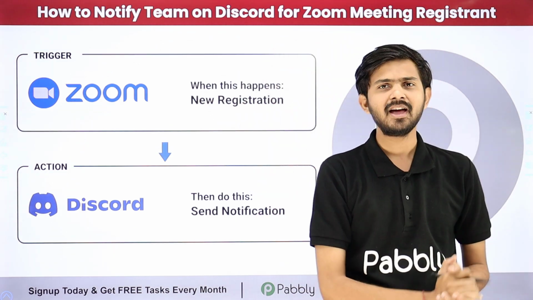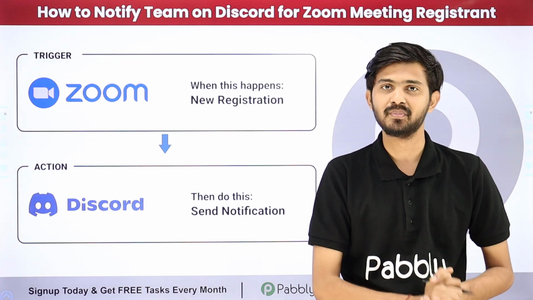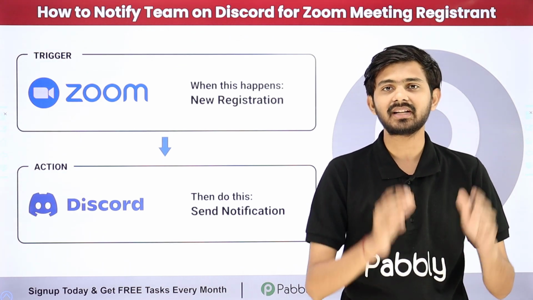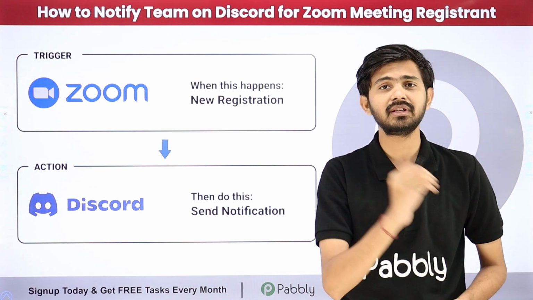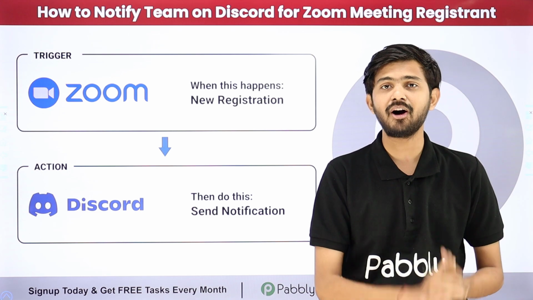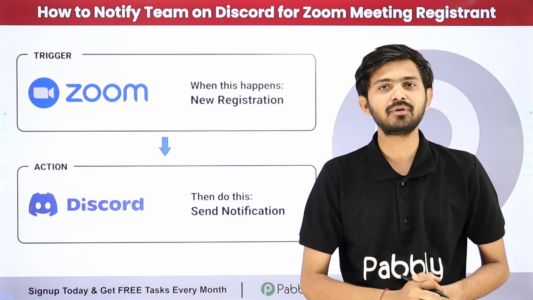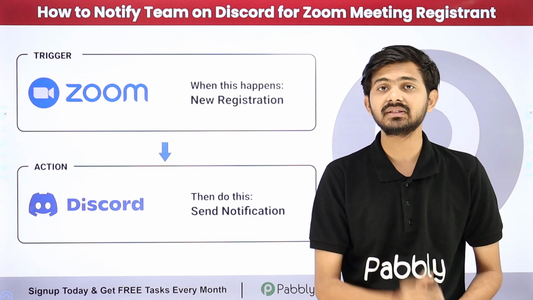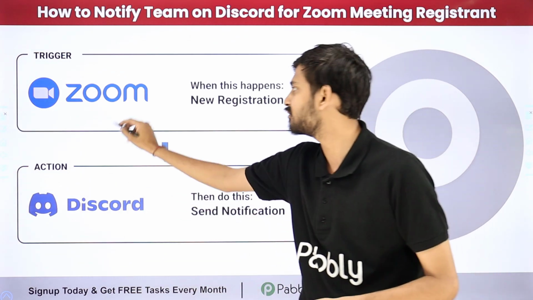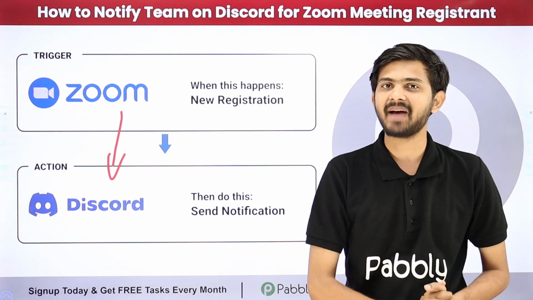Registrant. So I'm running a gaming community and I'm teaching some gaming lessons via Zoom. So here what I want to do is that automatically whenever I'm going to receive a new registrant for my meeting on Zoom, I want to notify my team on Discord and I want to send a notification message automatically. So here for doing this automatically, what I need to do is I need to simply build a connection between Zoom and Discord. So for building this connection, I'm going to use Pabbly Connect.